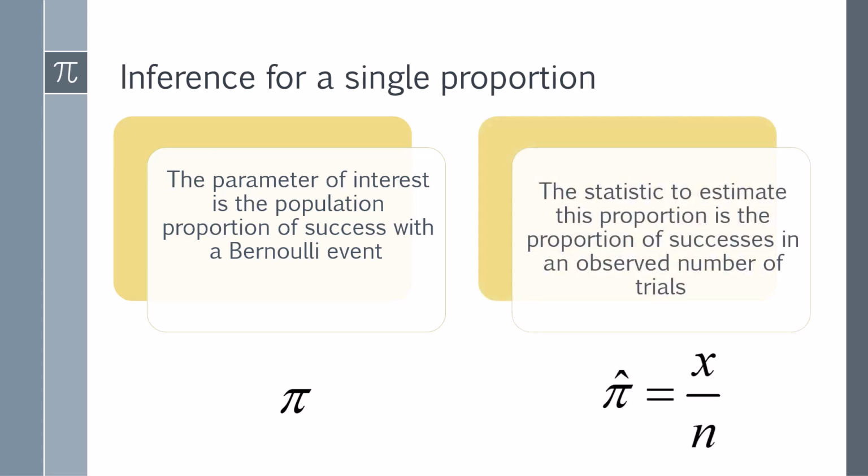The statistic that we use to estimate the proportion of successes in an observed number of trials is pi hat. Anytime we put a hat on top of a parameter, we are indicating that we are estimating that parameter from our observed data. In this case, we have n trials, each yielding dichotomous data, success or failure, and x is the number of successes that we observe. So our estimate of the proportion of success in the population is pi hat. Note that this is also our actual success rate in the sample.